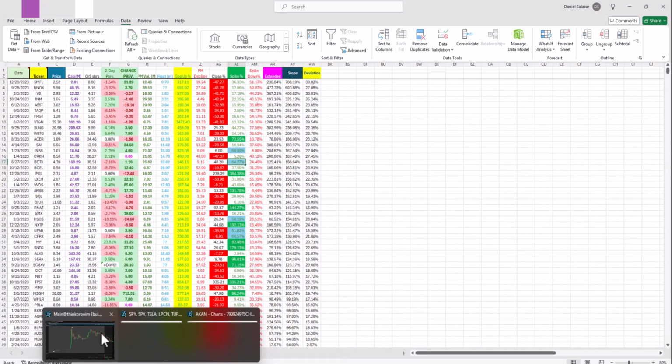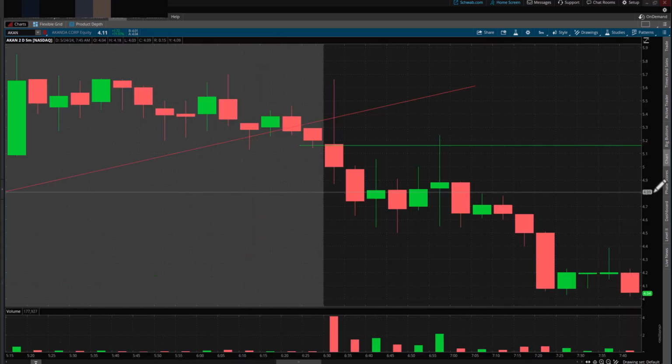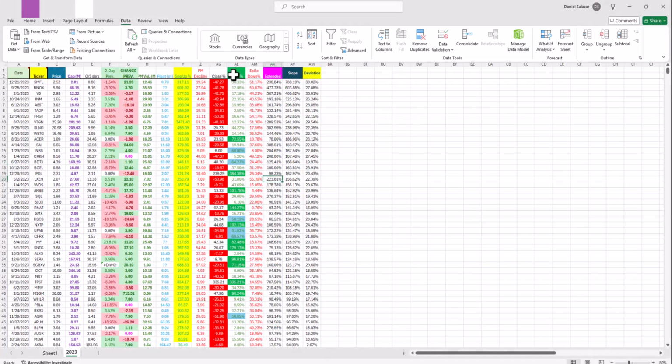Once again, what I categorize as a spike is how much it goes up from the open. In this case, if this is the opening right here, it spiked up 9.55%. So that is what I record as the spike.